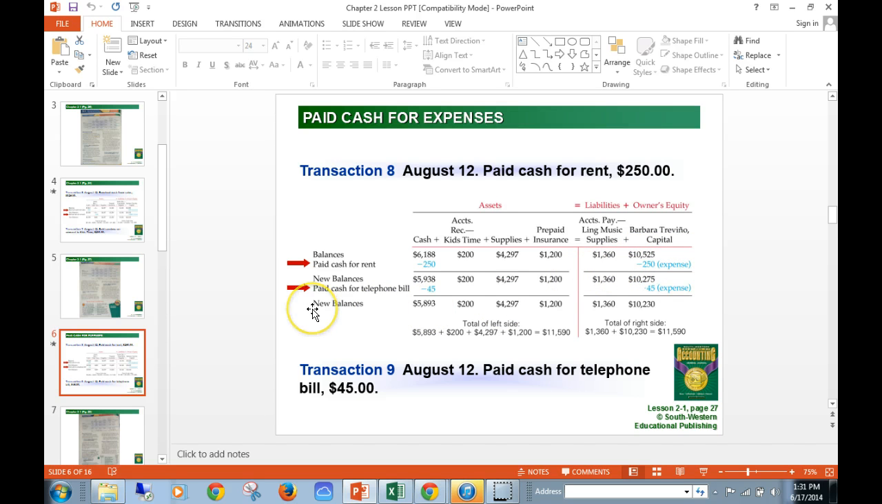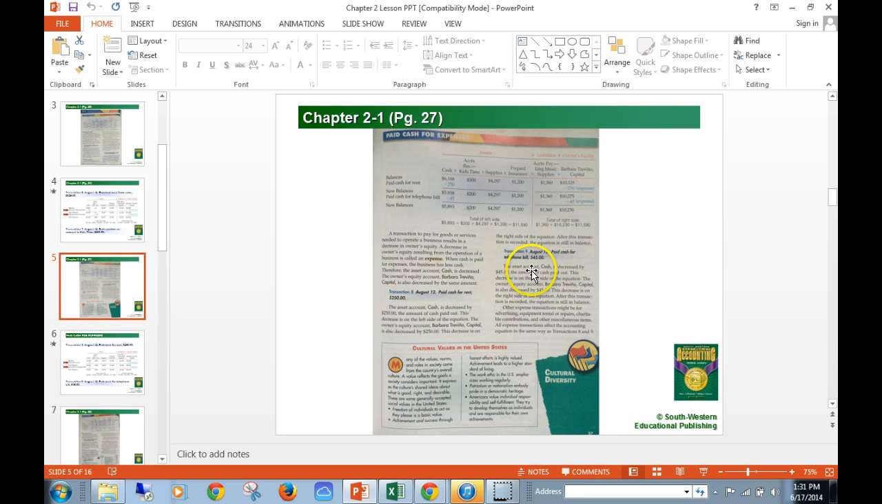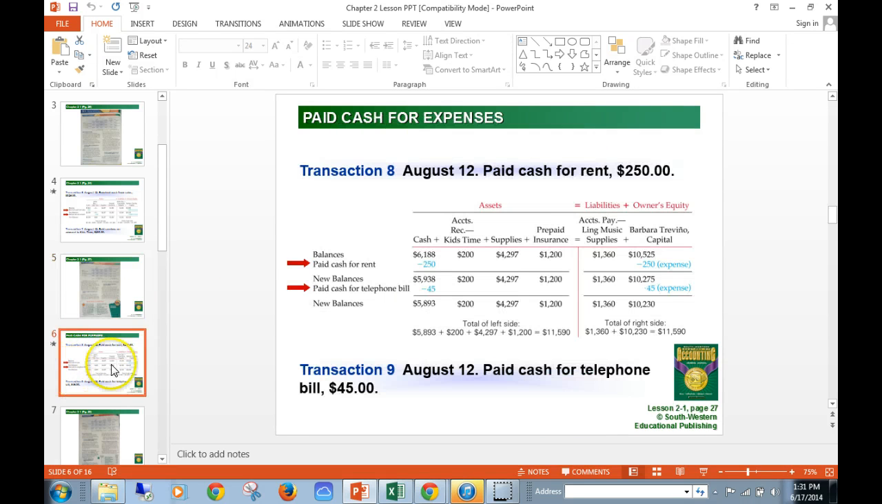The next transaction on the same page, transaction 9, says paid cash for telephone bill. It's the same exact thing. We have a rent expense, and we have a telephone expense, like a cell phone expense. So it's going to be the same type of transaction. Minus $45. We probably wrote a check for this, and we're going to subtract it from our owner's equity, our capital account, as well. And still, these two amounts equal out. Assets equal liabilities plus owner's equity.